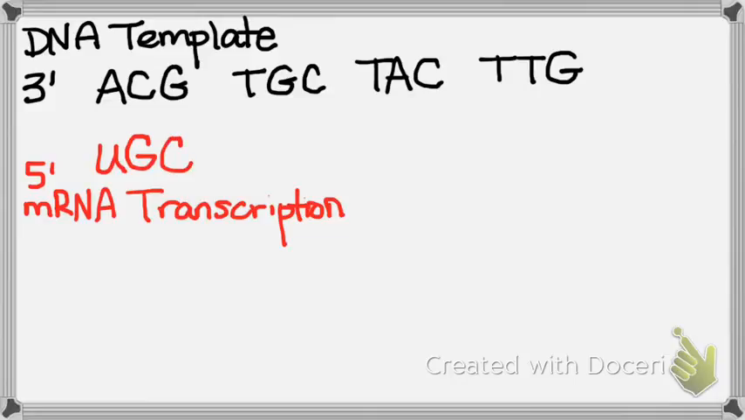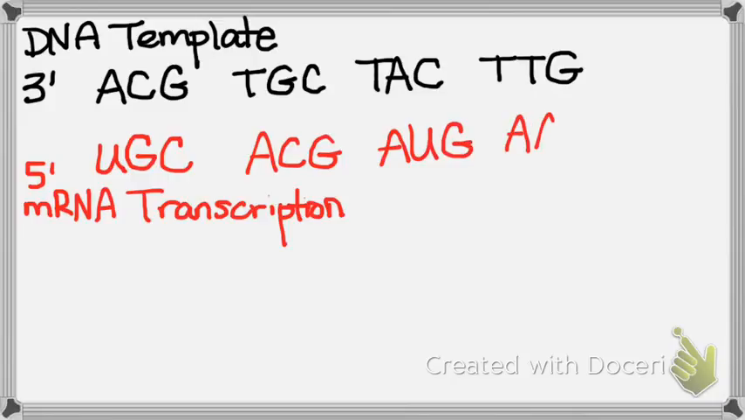UGC, okay, and then it's going to be ACG, AUG, AAC, okay, and just keep doing that until you reach the end of your strand. And make sure that you label it as 5' to 3', because remember it's anti-parallel, okay, so that you're creating it in that way. All right, so pause the video and go ahead and finish all of your transcription.